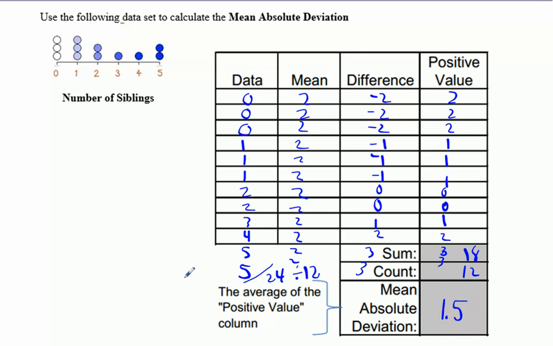And again, that is talking about the average distance that a value has from the mean, or how far spread out these numbers are. Clearly they're not that spread out, so that's why my mean absolute deviation is fairly small.